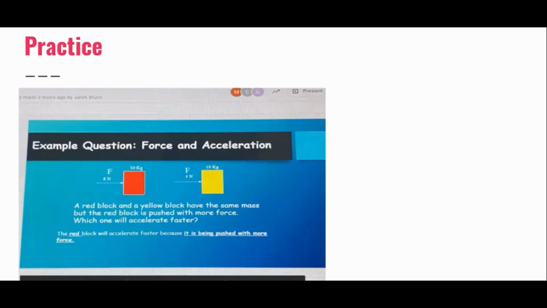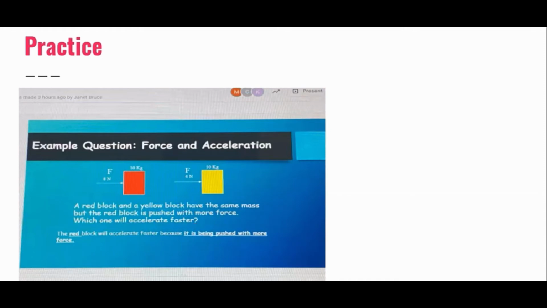Okay, so another problem, but in this case we have different forces and the same weight. A red block and a yellow block have the same mass, but the red block is pushed with more force. Which one would accelerate faster? Obviously the red block would accelerate faster because you're pushing it with way more force.